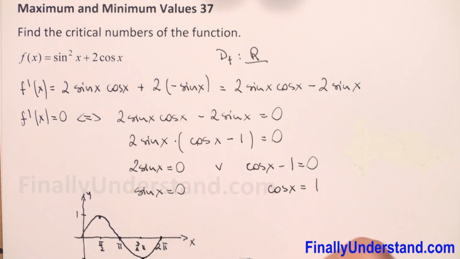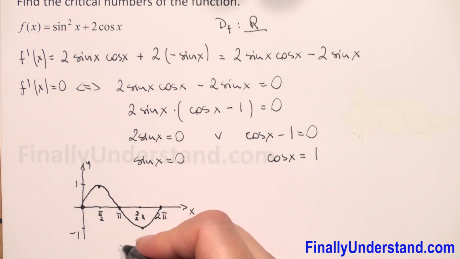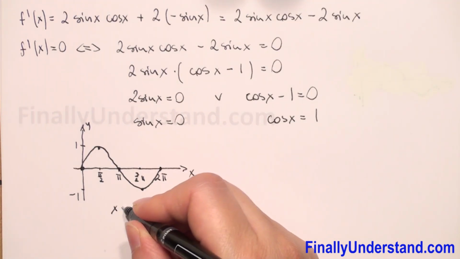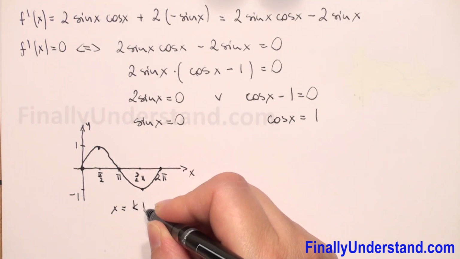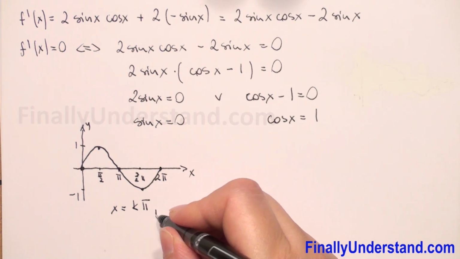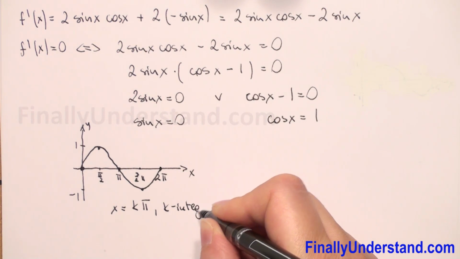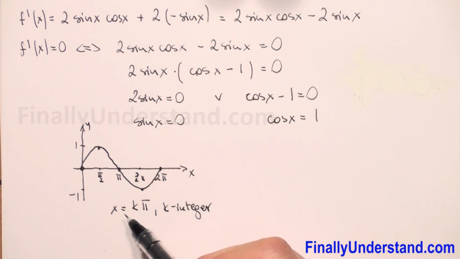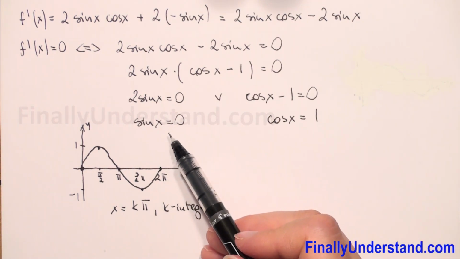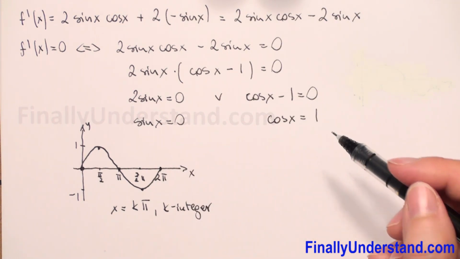And this repeats every 2 pi. So we see sine x is equal to 0 for 0, for pi, for 2 pi, and so on. So we can write that x is equal to k times pi, where k is an integer. So we have the solution for our first equation. Now we have to solve the second.